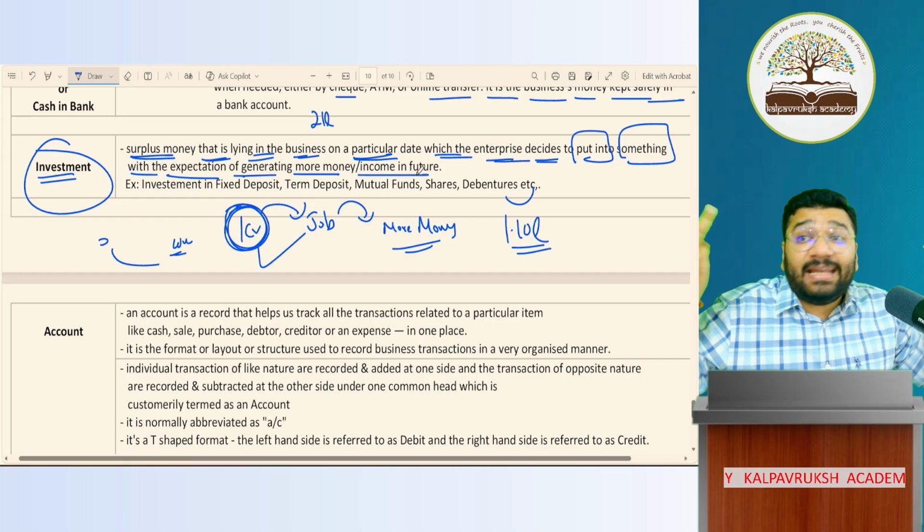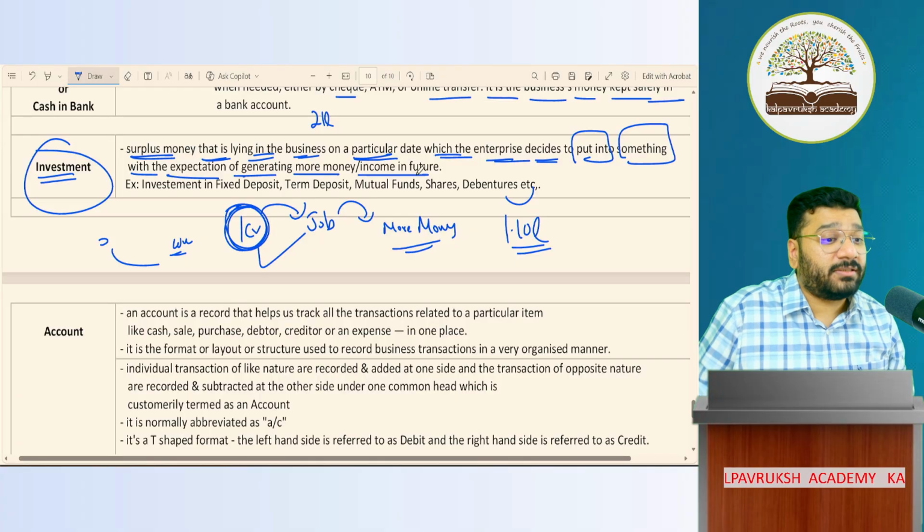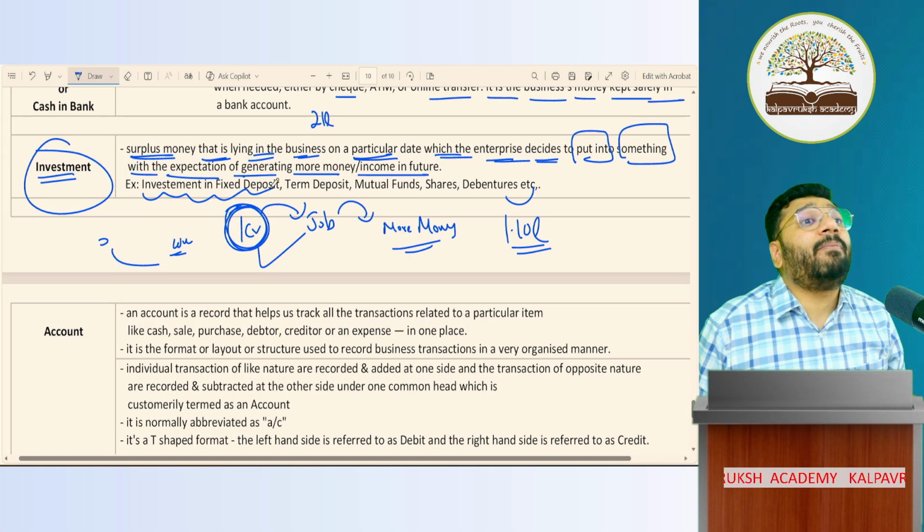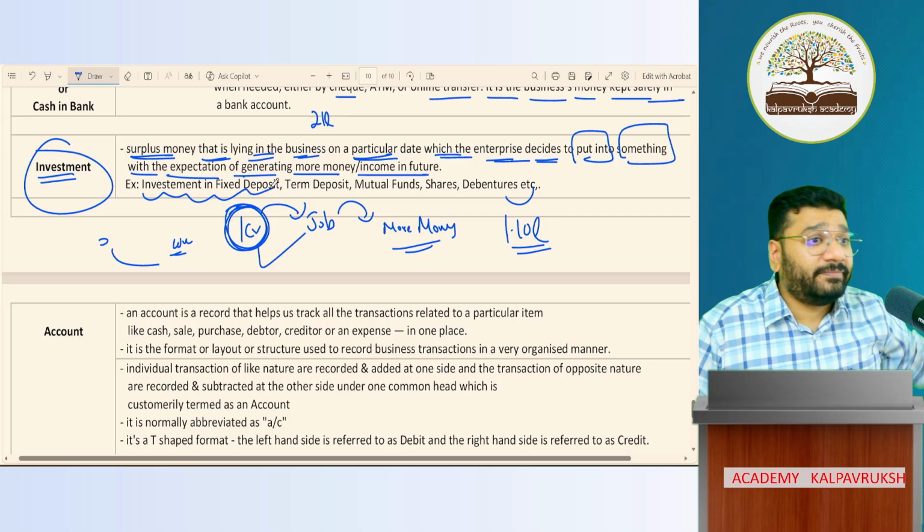So this money, where can I invest, sir? Where can I invest? Tell me options. You can make the investment in fixed deposit. Useless option.